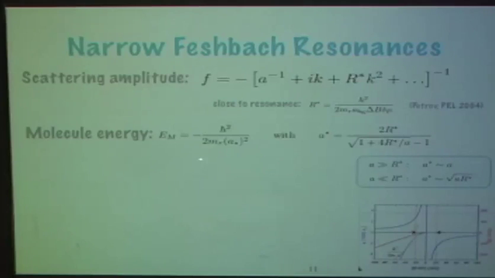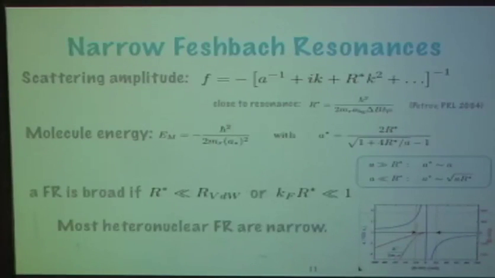What changes with respect to a broad Feshbach resonance? The molecular energy can be written in the usual form, 1 over a squared, proportional to 1. But a now is replaced by a quantity that contains the scattering length and the range. When the scattering length is much larger than the effective range, this a star behaves as a. So close to the resonance, the black line here would be the bound state for a broad resonance, and the red line is the bound state that one gets for a narrow resonance. For a much larger than the range, the bound state still behaves quadratically close to resonance, but away from the resonance, the bound state becomes linear because a star becomes proportional to the square root of a. And so the bound state in a narrow resonance is actually much higher than in a broad resonance.